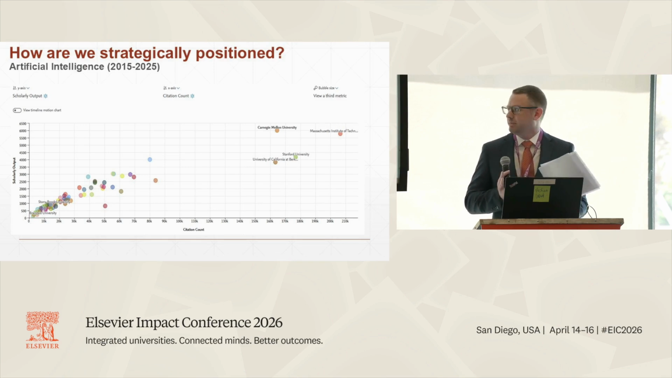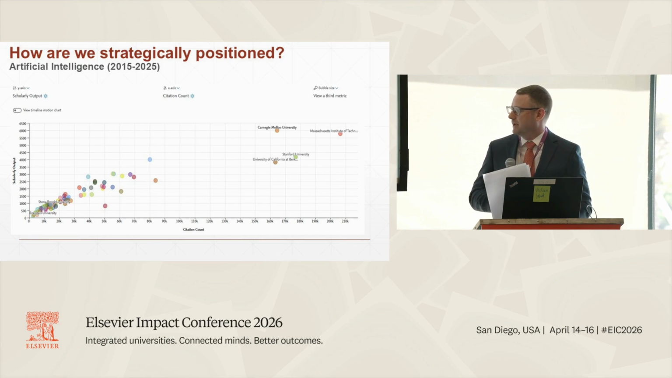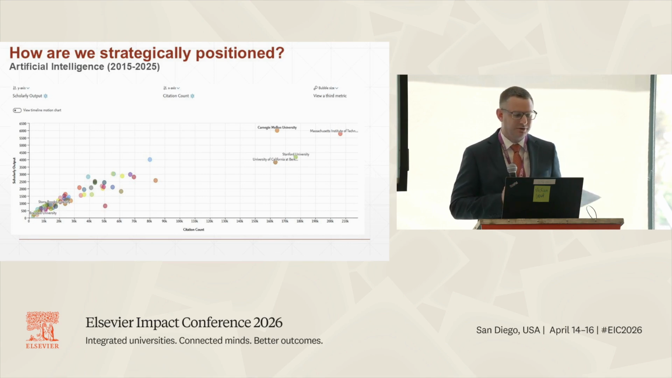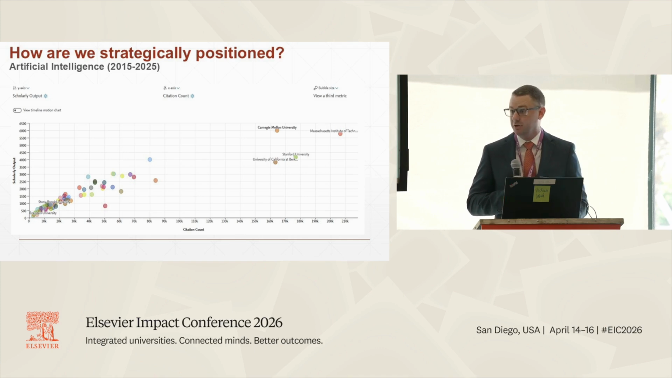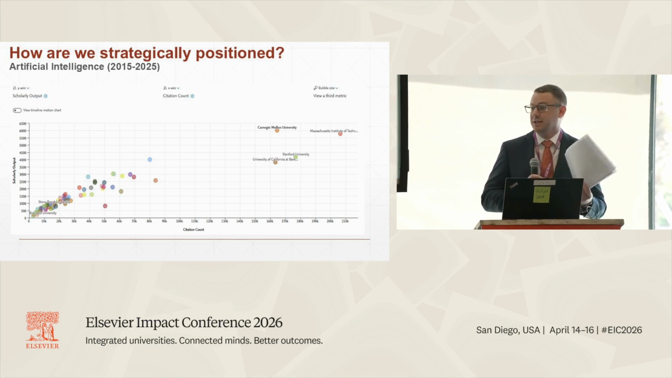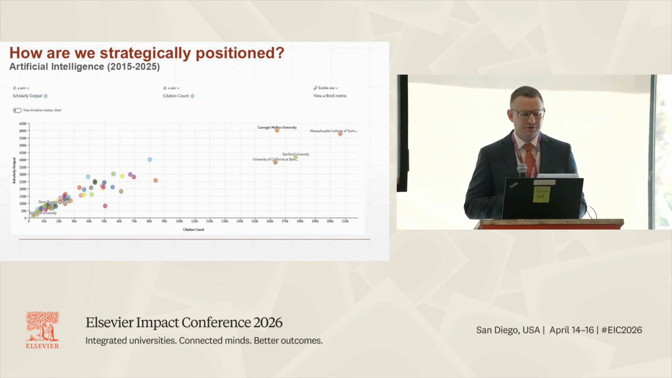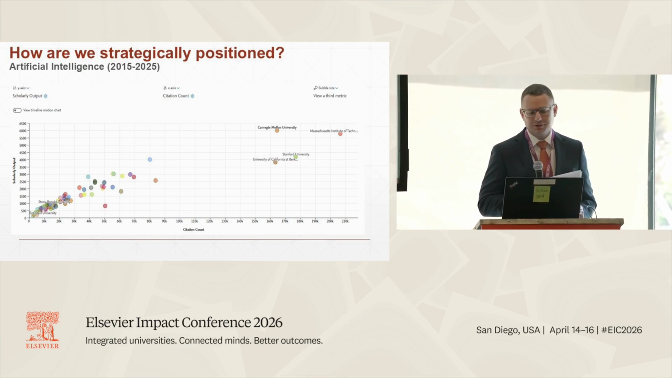One of the most basic charts you can look at, and you can pull this right out of SciVal, is your citation counts compared to your scholarly output. So what's the volume of publications that our faculty are putting out, and then what's the impact of those? How often are they being cited by other people in their field? Here we've filtered to look at just artificial intelligence over a 10-year period.